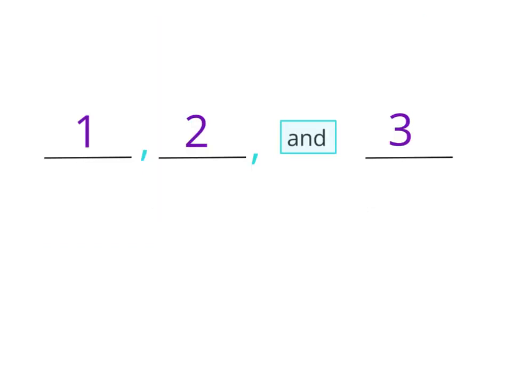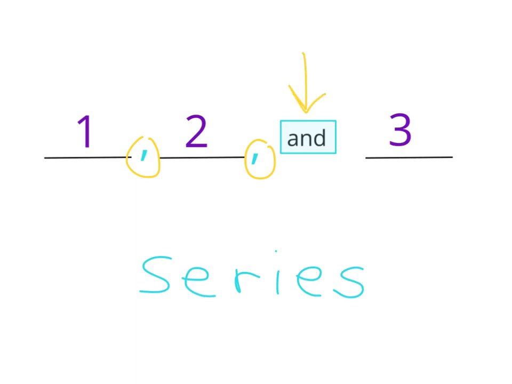When we have three or more of the same kind of word, three or more subjects, three or more verbs, three or more objects, we call this a series. And we're going to use these commas. A comma after the first one, a comma after the second one, and then the word and then we write the third one.